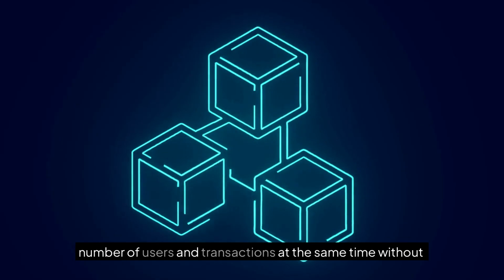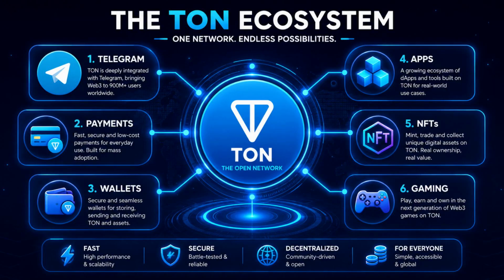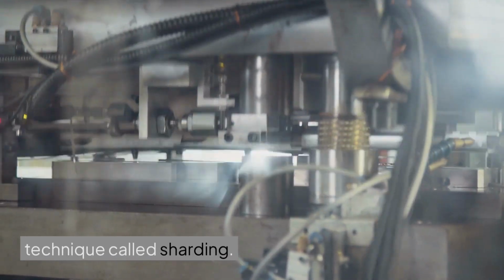One of the biggest challenges facing many blockchains is scalability, meaning the ability to handle a very large number of users and transactions at the same time without slowing down. Ton was built from the ground up with this exact problem in mind, since its original purpose was to potentially support hundreds of millions of Telegram users. Ton achieves this scalability through a technique called sharding.